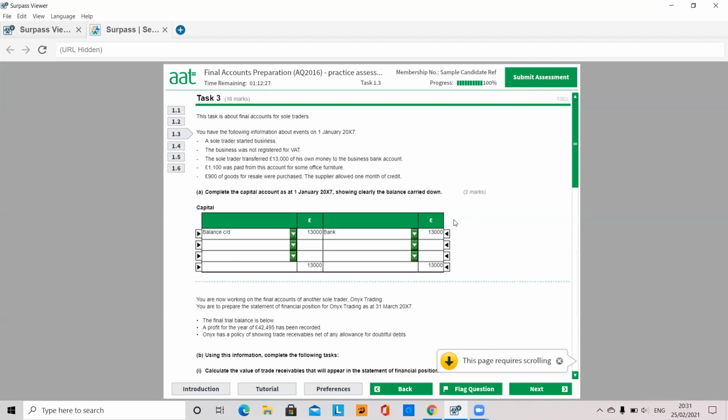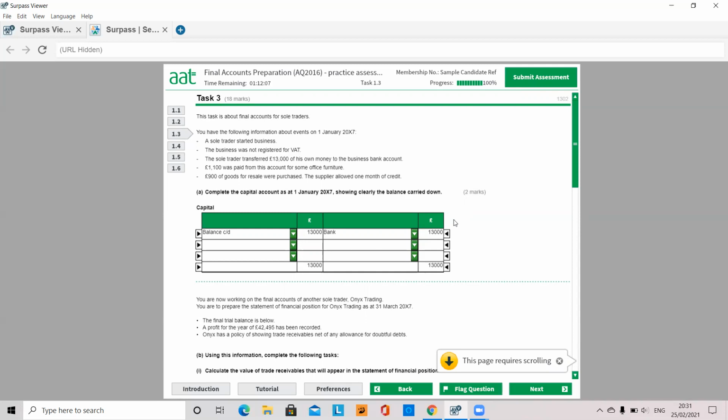Okay, and that's all we're doing with this one. It says £1,100 was paid from his account for some office furniture. So again, this is from the bank account. And it says that £900 of goods for resale was purchased, and the supplier allowed 1 month's credit.